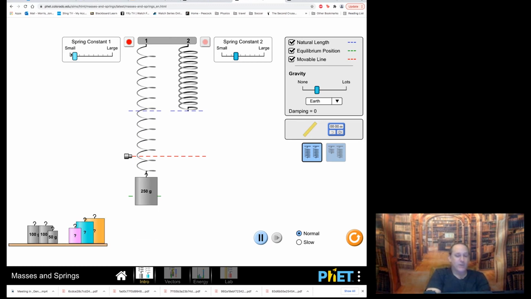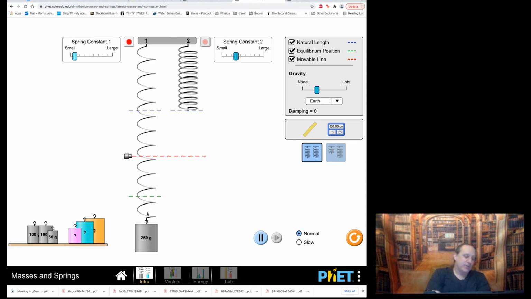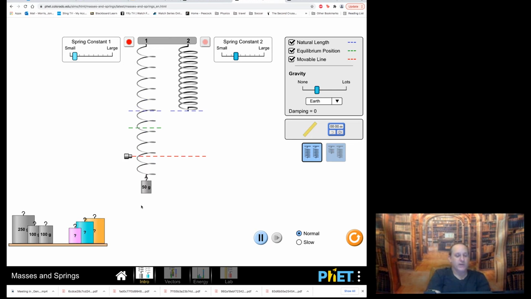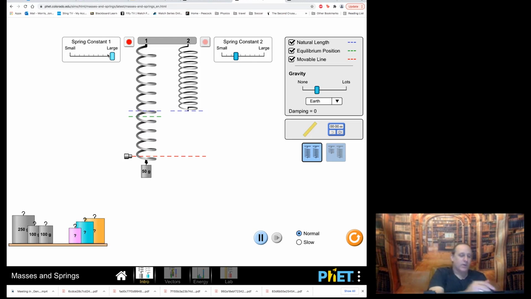Let's see what happens when we change the mass back to a smaller mass. 1, 2, 3, 4. So even though I have a small spring constant, the frequency is increased. And if I put a high spring constant, this thing really moves fast. Okay, again, with that small mass, we're getting a much faster oscillation. That's exactly the trend that we were talking about.